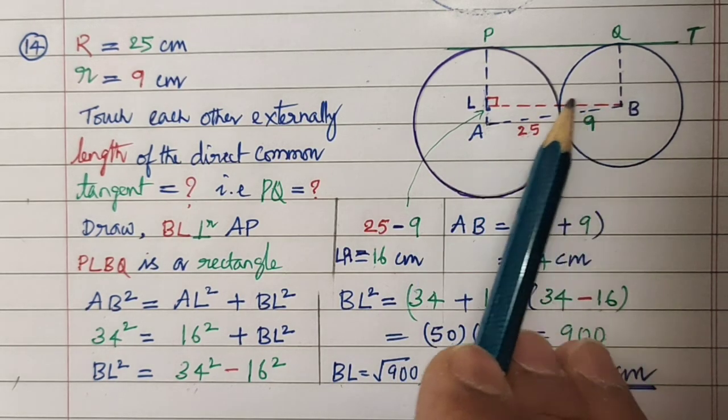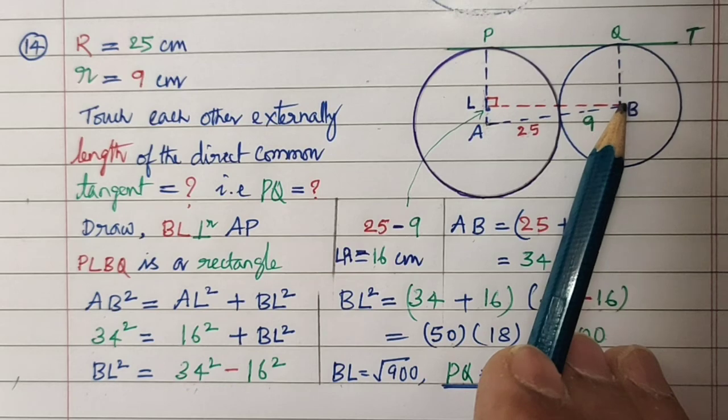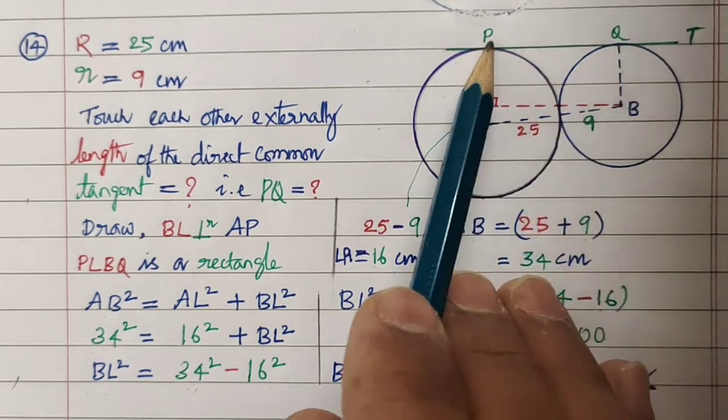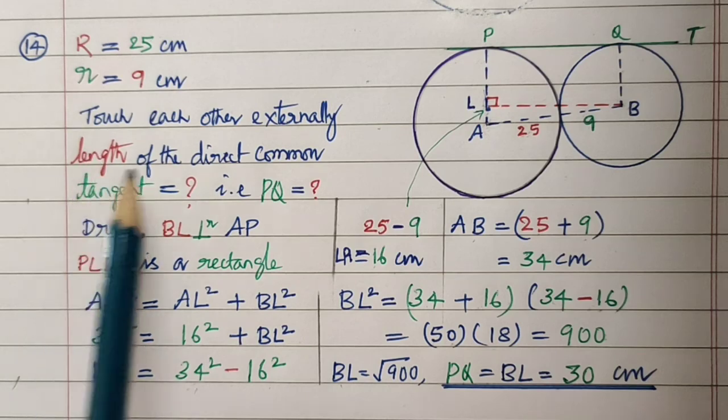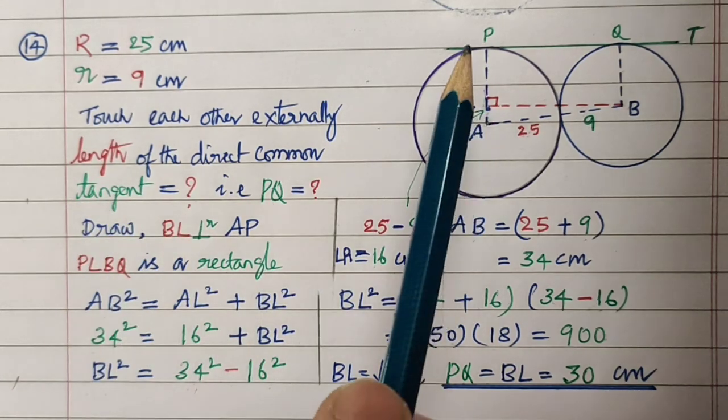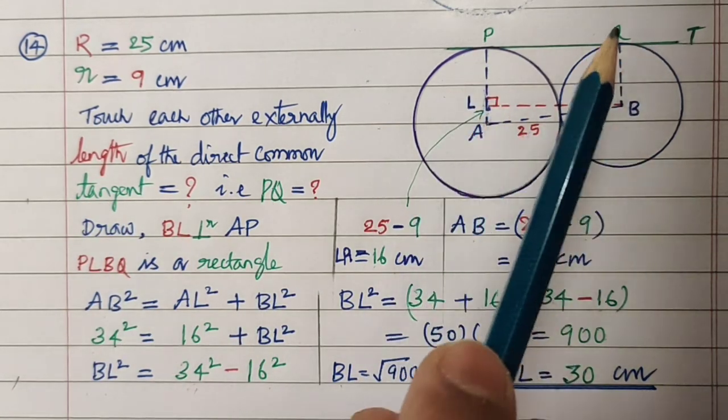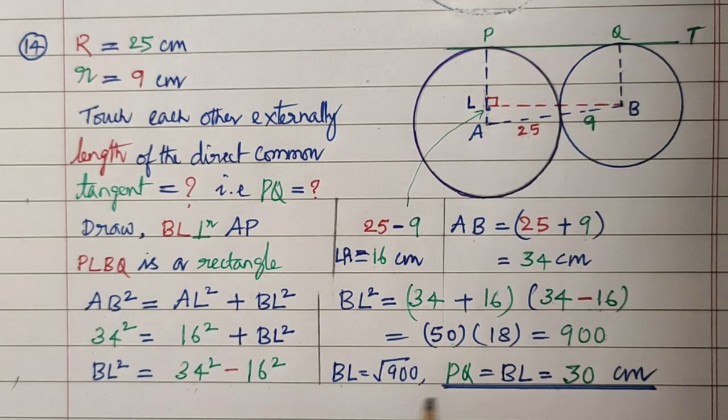We know that this is a rectangle. Once we find out this BL, that is going to be PQ, which is what they ask us to find out: the common tangent PQ. So once we found out BL, that will be equal to PQ. Therefore, PQ is equal to BL is equal to 30 centimeters.